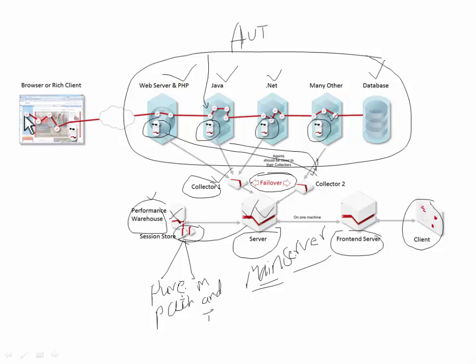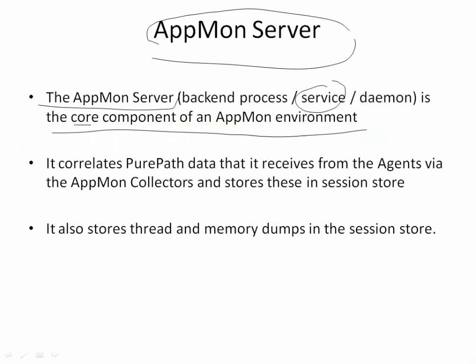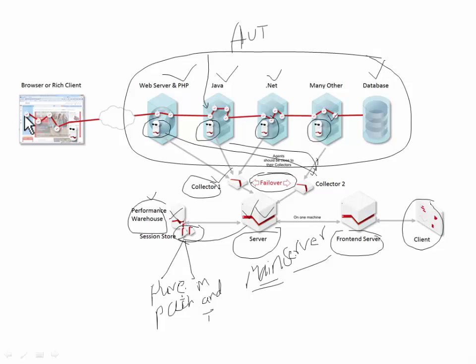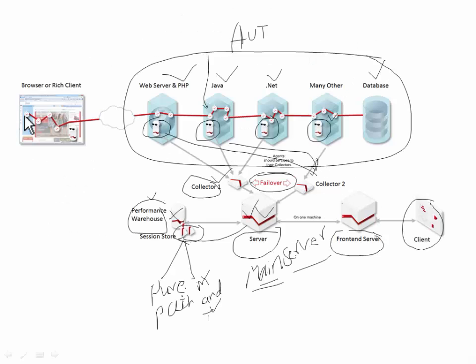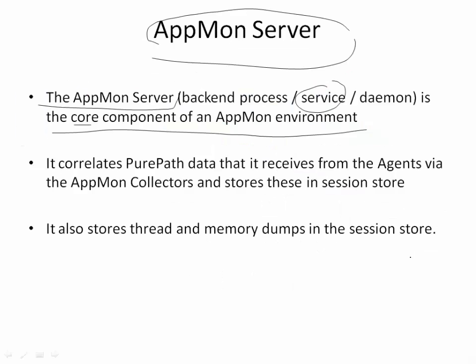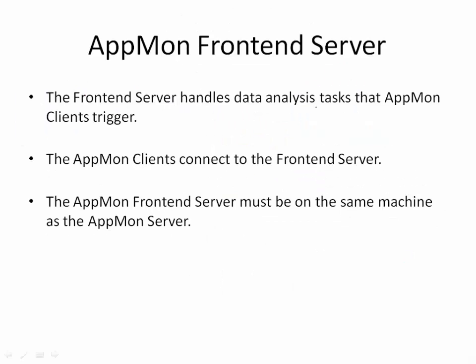So it collects this PurePath data which the agent is sending to the collectors, and it correlates that data, which will be stored in the session storage. It also stores the thread and memory dumps in the session storage. As you can see, not only the PurePath related data but also the memory and thread dump data will be stored in this session storage, and the Appmon server will be doing that for us. So that's the Appmon server. The next one is the Appmon frontend server, which is what we are talking about, this server here. The frontend server handles the data analysis tasks that the Appmon client triggers.